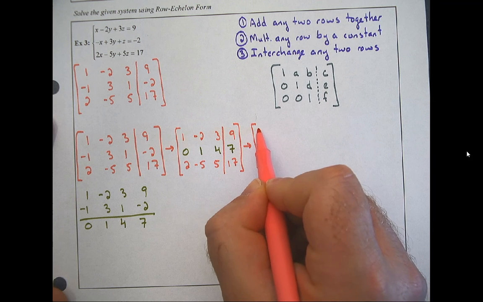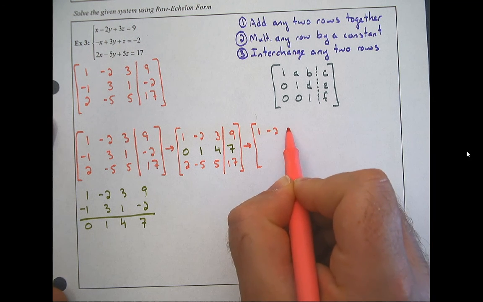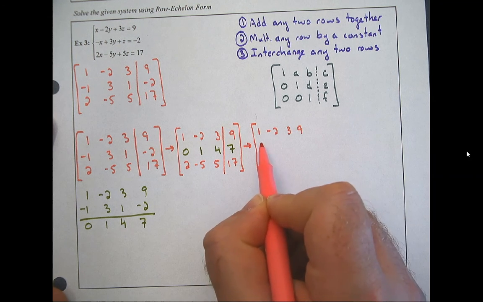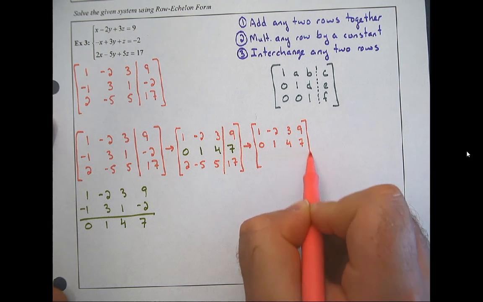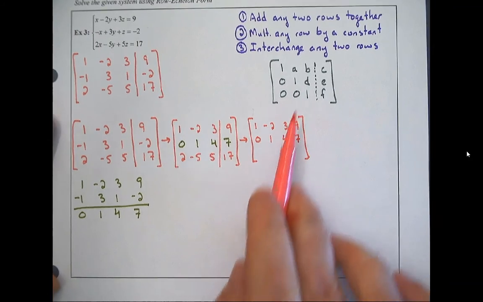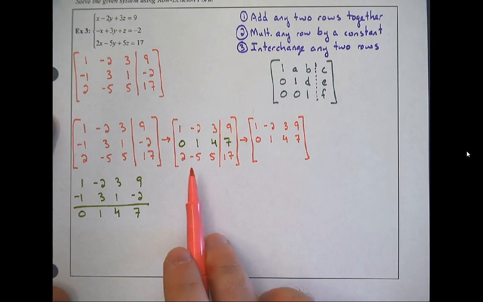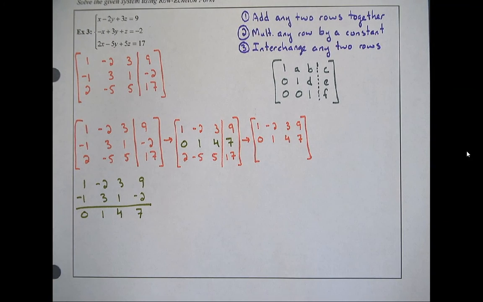Now I'm going to start another matrix. What are the things that I like? I like row 1. I like row 2 because they look like the format that I'm trying to get. What I don't like is row 3, so I'm going to have to do some work on row 3.